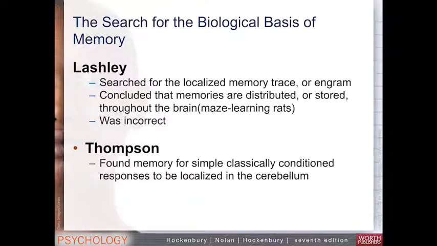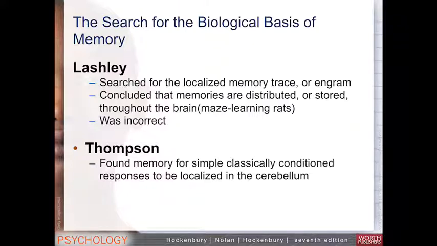So every time he took a rat and he would have it learn the maze and then he would destroy a part of the brain, he could never get it to forget to run the maze. And so this is where Thompson came in much later. Lashley devoted a lot of his work to this, and never was able to provide the support.